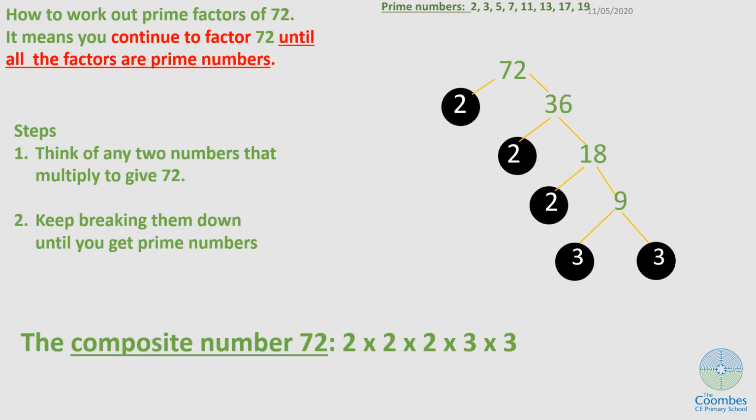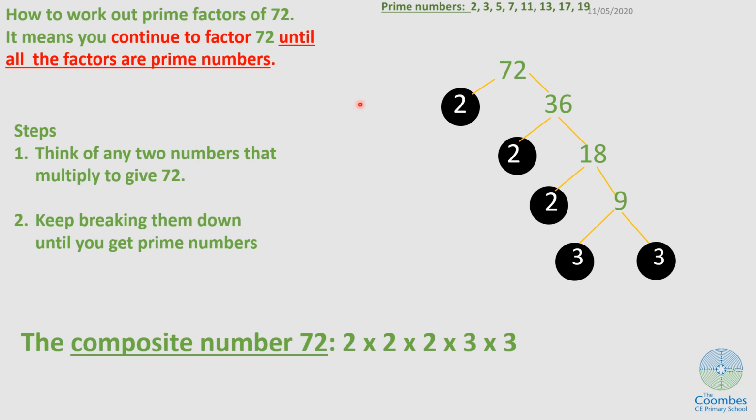So, how will you work out the prime factors of 72? What they are asking you here is to continue to factor 72 until all the factors are prime. So let's see if we can follow our steps here. Think of any two numbers that multiply to give 72.